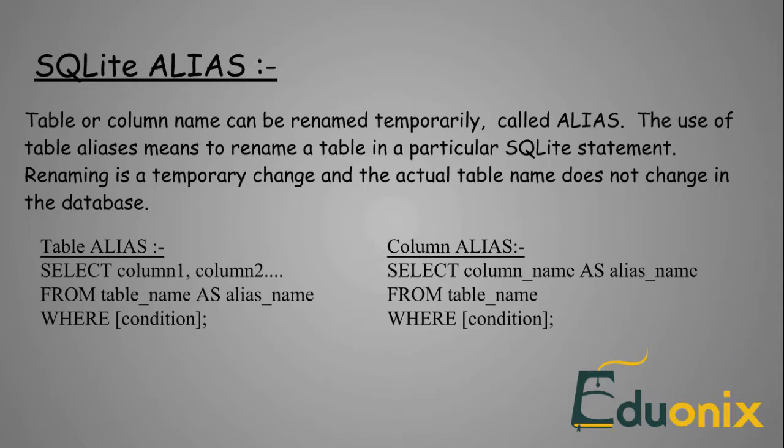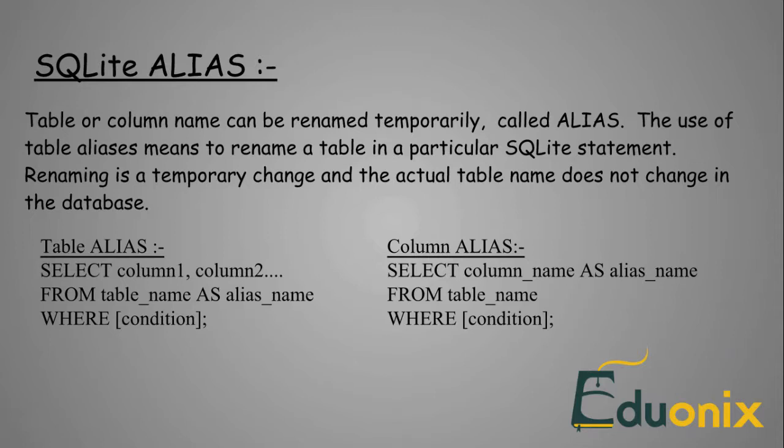The use of the table alias means to rename a table in a particular SQLite statement. Renaming is a temporary change and the actual table does not change in the database. So here we can see there are two syntaxes. One is table alias: select column 1, column 2 from table name as. So AS is the keyword that you will use, and after that you can define a temporary table name, and then you will lay your where clause.